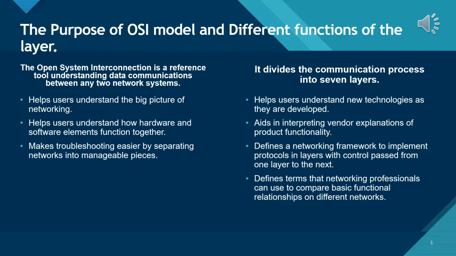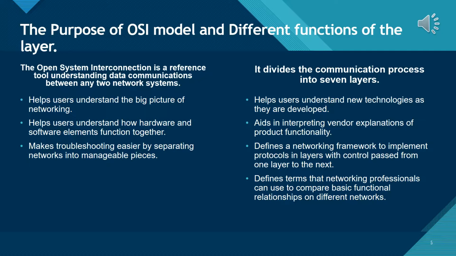The Open Systems Interconnection model is a reference for understanding data communications between any two network systems. It divides the communication process into 7 layers. It helps understand the big picture of networking, helps users understand how hardware and software elements function together, and makes troubleshooting easier by separating networks into manageable pieces.